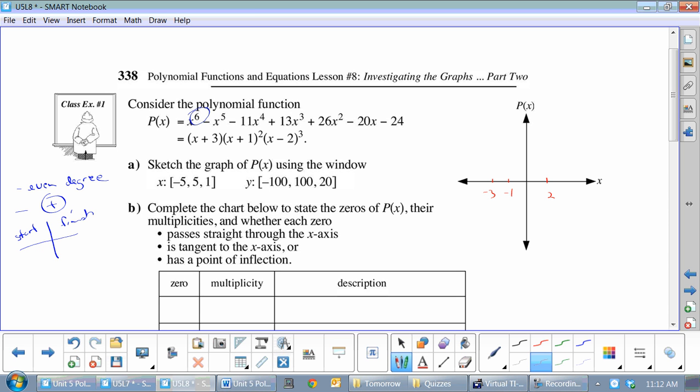Okay. Now, let's go here and just write underneath what is happening at this point. Going through. So this is a through. What's happening at this point at x plus 1 squared? Bounce. And at x minus 2 cubed, no one even wants to say it out loud. What's happening there? A squiggle.